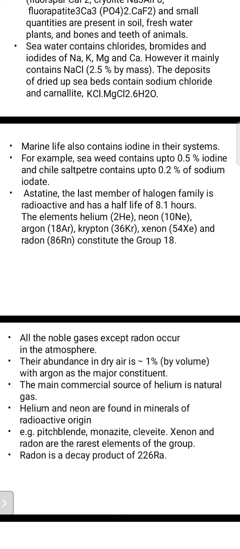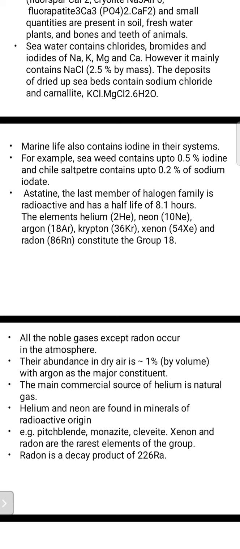If you observe their configuration, I'll tell just one example. Suppose argon, atomic number 18. Its configuration is 1s2, 2s2, 2p6, 3s2, and 3p6. You may count that a total of 18 electrons are there. The octet is also completed, like 2, 8, 8.